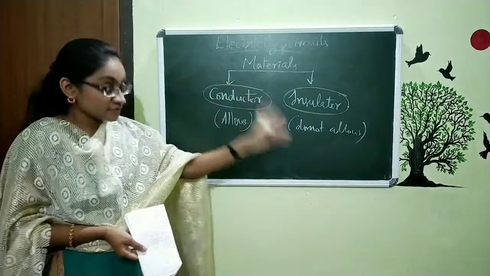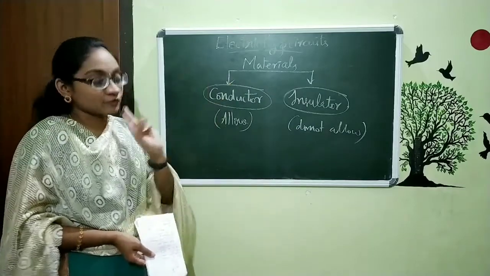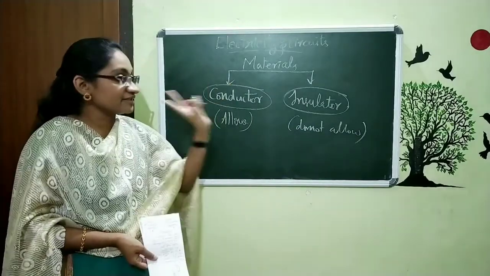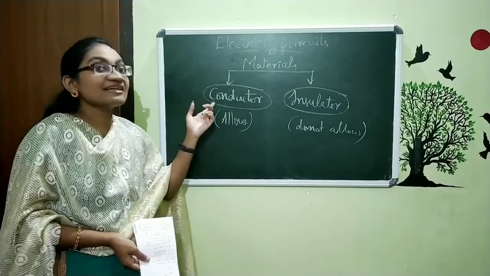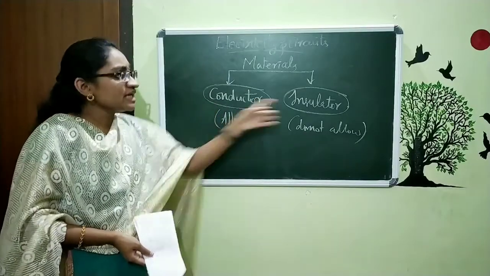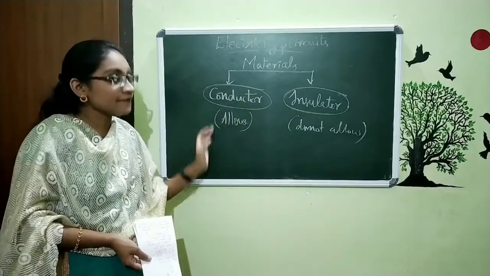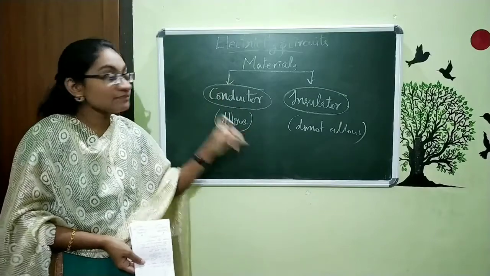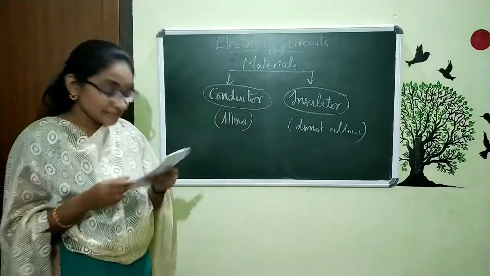Conductors are there, insulators are there. So within this region you want to study that materials are of two types. One is conductor and the other is insulator. Then we want to study the definition of conductor and the definition of insulator, and also different examples of these conductors and insulators. So this is just the introduction.